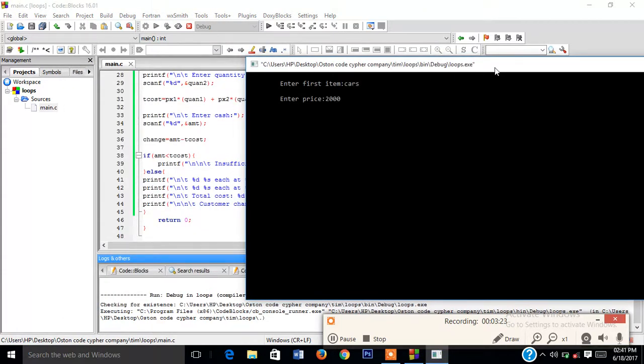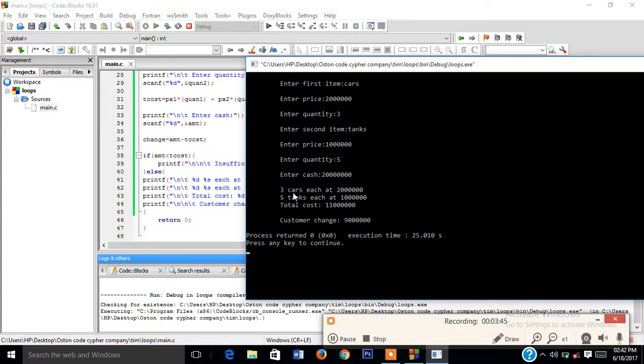Cars, 2 million. I'll be taking 3. Tanks, 1 million. I'll be taking 5. Enter cash, I'll enter like 20 million. So when I press, it will say 3 cars each at 2 million, 5 tanks each at, let me see, how much did I enter? Yeah, each at 1 million. The total cost will be 11 million. So the customer change will be 9 million Ugandan shillings.